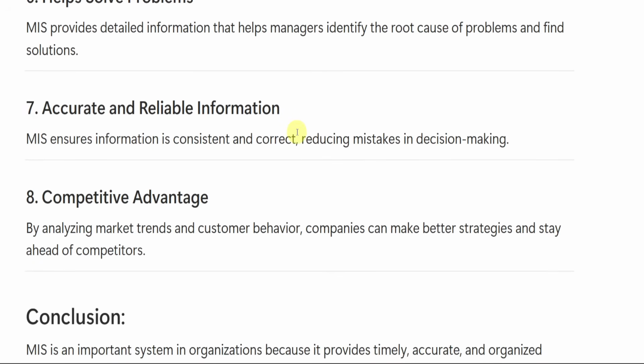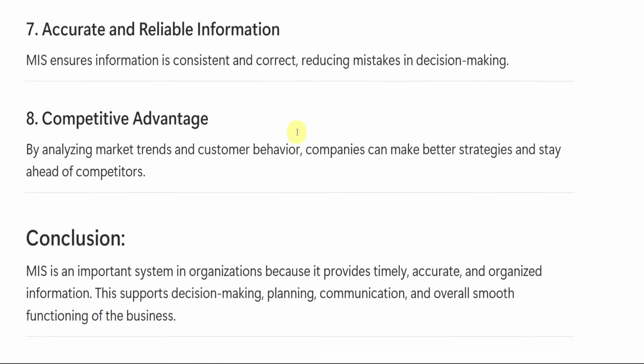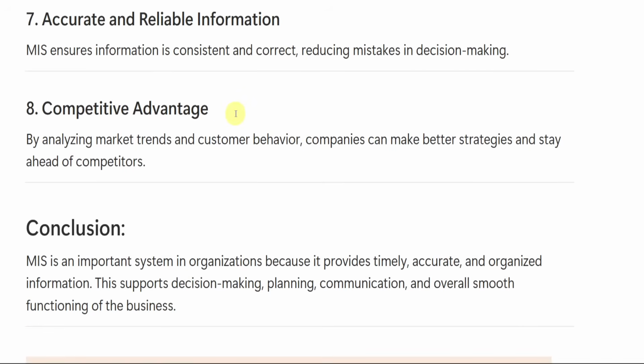Accurate and reliable information: MIS reduces mistakes because it keeps data consistent and correct, right? So mistakes and errors do not happen. If an employee address is updated, MIS updates it everywhere. Wherever that employee's address is present, it changes everywhere if it is changed in one place. Competitive advantage.